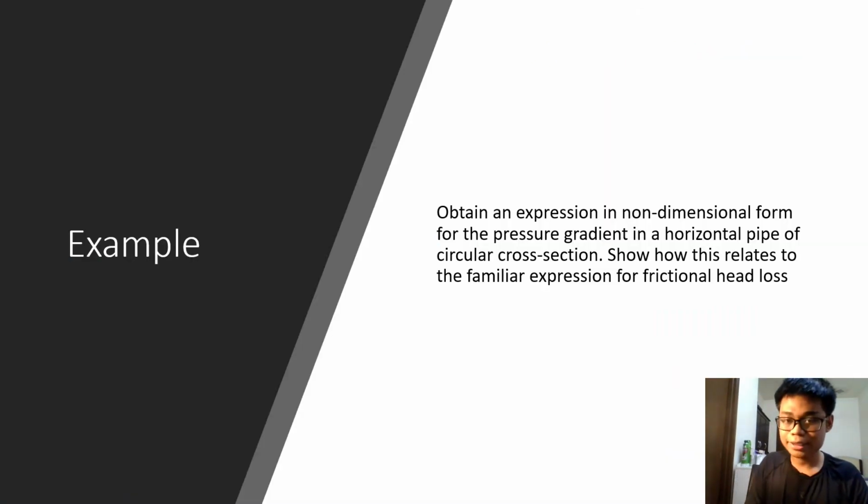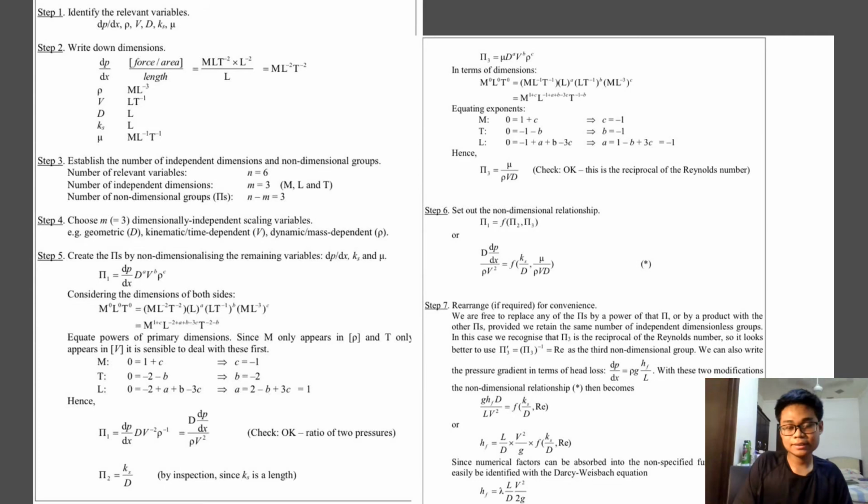So let's look into an example. We have a question here: obtain an expression in non-dimensional form for the pressure gradient in a horizontal pipe of circular cross-section. Show how this relates to the familiar expression for frictional head loss. Now let's look into the solution of this problem. The first step is to identify the relevant variables. We have dP over dx, the change of pressure over length, rho, the density, V, the velocity, D, the diameter, k, the pipe roughness constant, and mu, the viscosity.